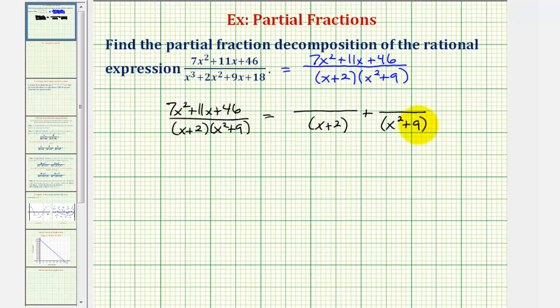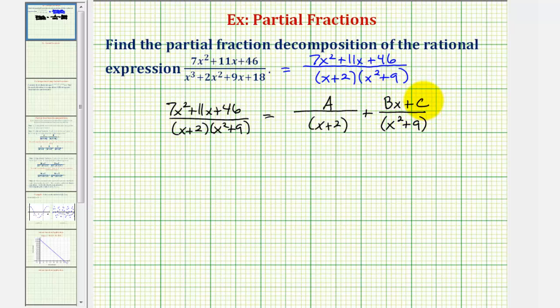And now for the fraction with a linear denominator, the numerator would be a constant, which we'll call a. And now for the second rational expression here that has a degree 2 denominator, or a quadratic denominator, we would have a linear numerator in the form of bx plus c.